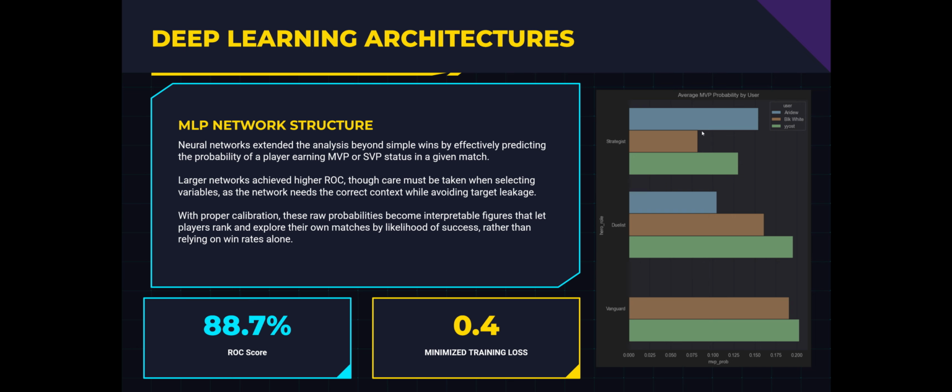From this graph on the right, we can see that user Aridu is better at strategists and has a higher average probability of getting MVP than Black, White, or Yost. For duelists, however, Yost is better than Aridu, and Black, White is better than Aridu. For Vanguard, Black, White, and Yost are about the same. Aridu apparently does not play Vanguard, so there is nothing there.